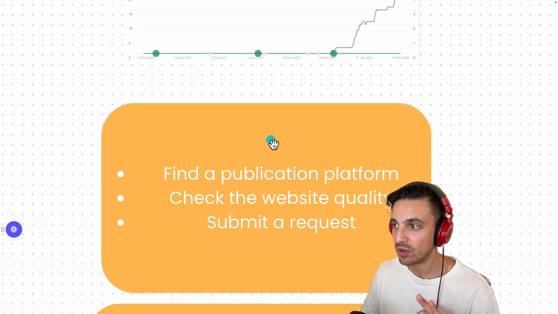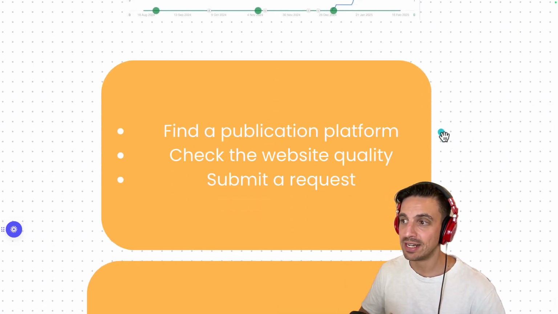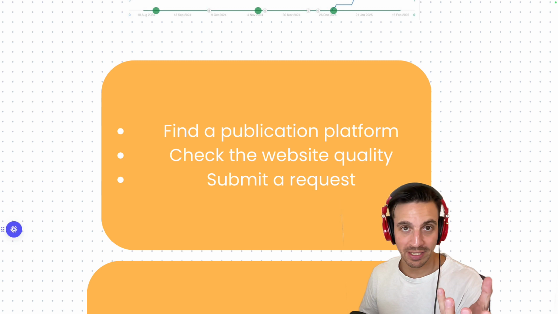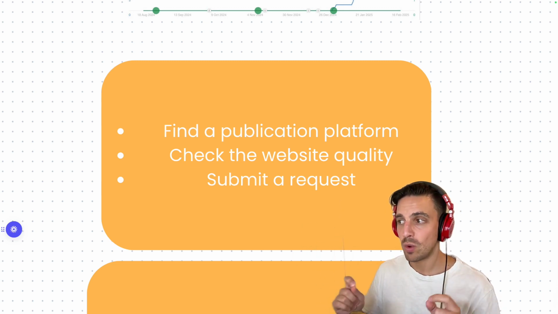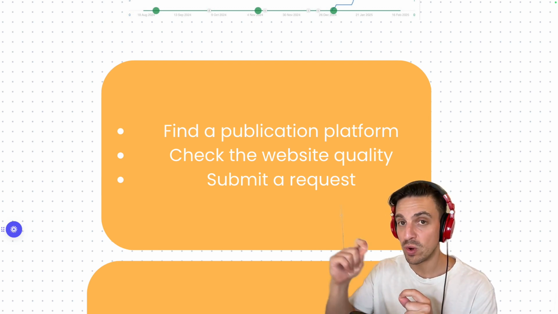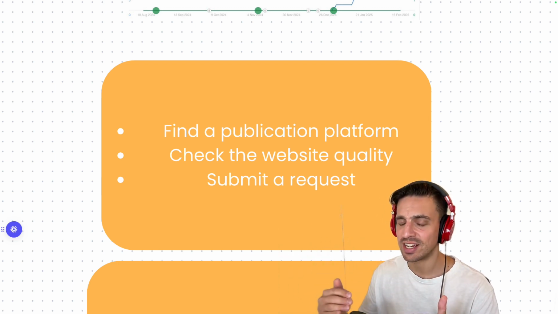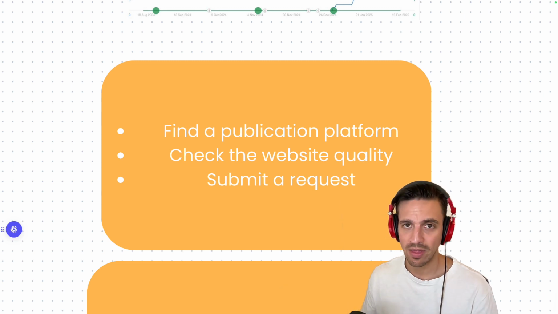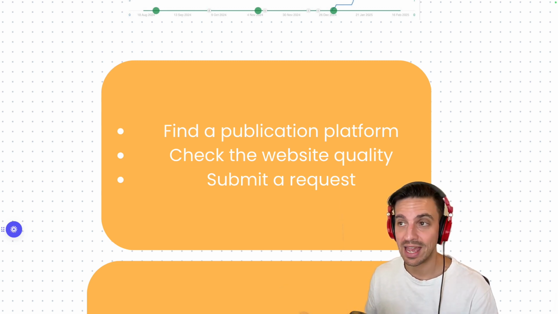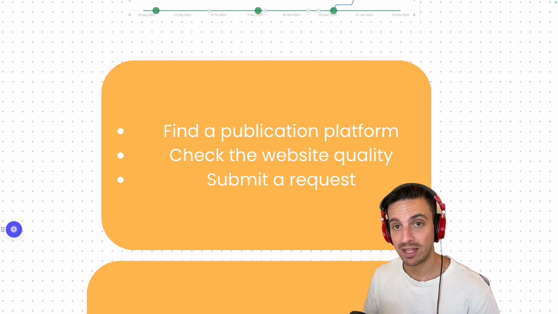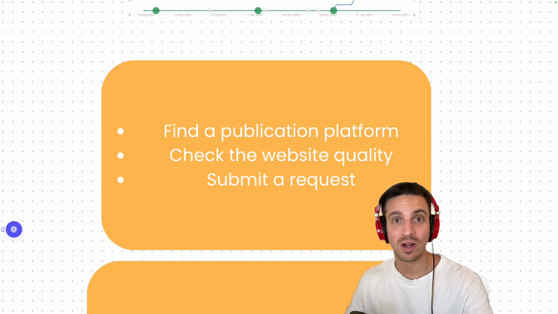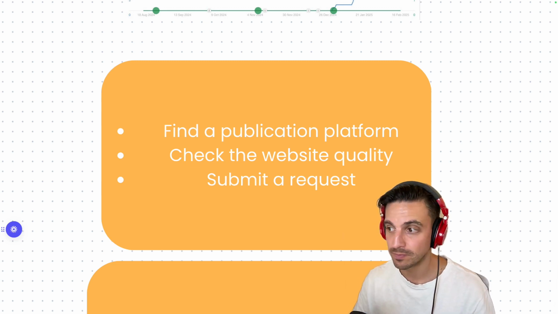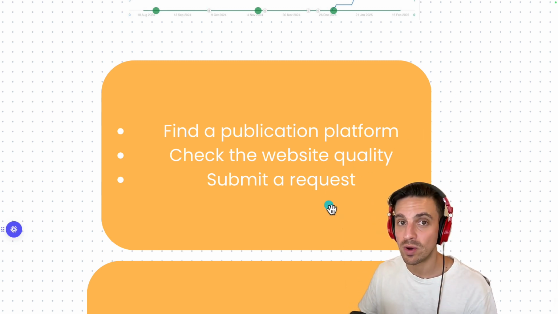So in this video, we're going to learn how to find a publication platform that puts publicators and subject matter experts together, making this a lot easier. We're going to check the website's quality. For the website we want the backlink from, we need to make sure it's actually worth our time to reach out to them, making sure that website is high quality and within the niche we want to get a backlink for. Because not all backlinks are created equal. You want a high quality backlink, so you don't want every single backlink that you can get your hands on. Also, we're then going to submit the request to try and get that link. I'm going to show you how to do all this.